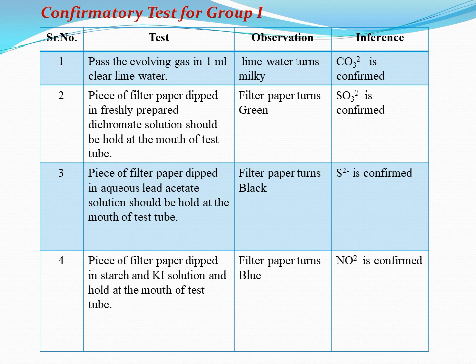For confirmation of sulfide ion, again you have to take a piece of filter paper dipped in aqueous lead acetate solution. Bring it at the mouth of test tube. If filter paper turns black, that means that sulfide ion is confirmed, or sulfide is present in your given mixture. For confirmation of nitrite ion, take a piece of filter paper dipped in starch and potassium iodide solution and bring it at the mouth of test tube. If filter paper turns blue, that means that nitrite ion is confirmed. So depending upon the observation, you have to do confirmatory test of that particular ion.